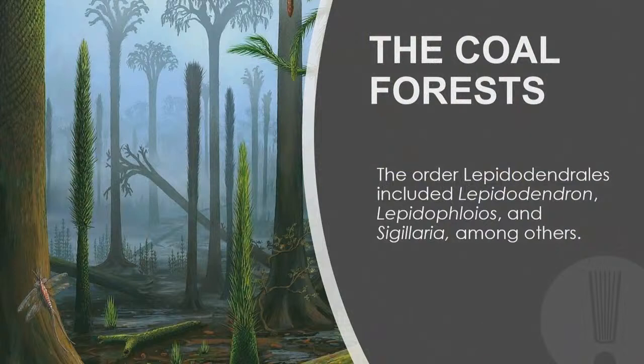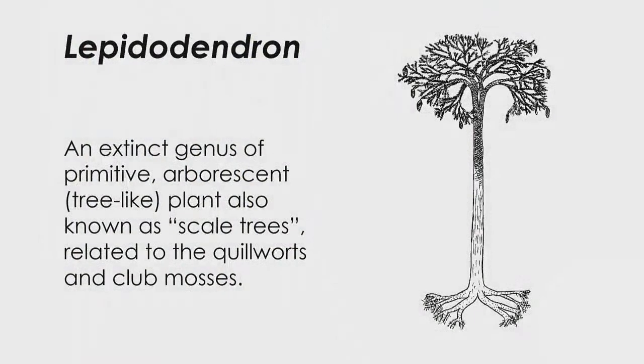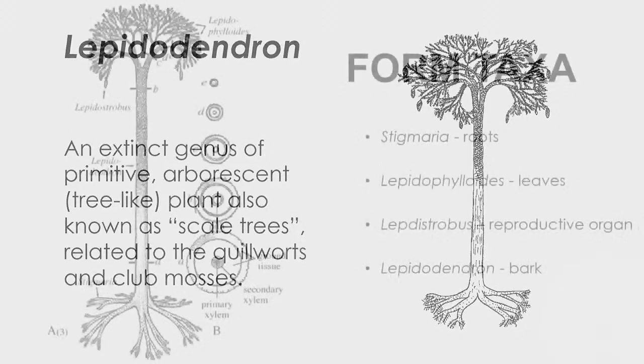So the coal forests of this time were made up mostly by the order Lepidodendrales and included Lepidodendron, Lepidophloios, and Sigillaria, among others. And we'll talk about each of these. We've got some specimens up here to show you. But Lepidodendron, this is one that you might find here in the Ozarks. It's another extinct genus, a primitive arborescent tree-like plant known as scale trees, related to quillworts and club mosses.